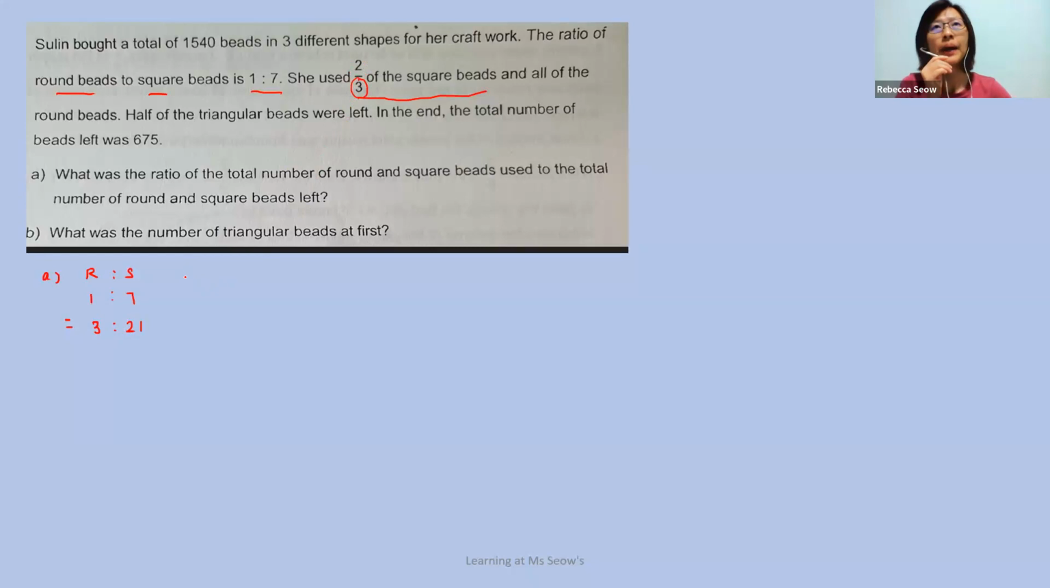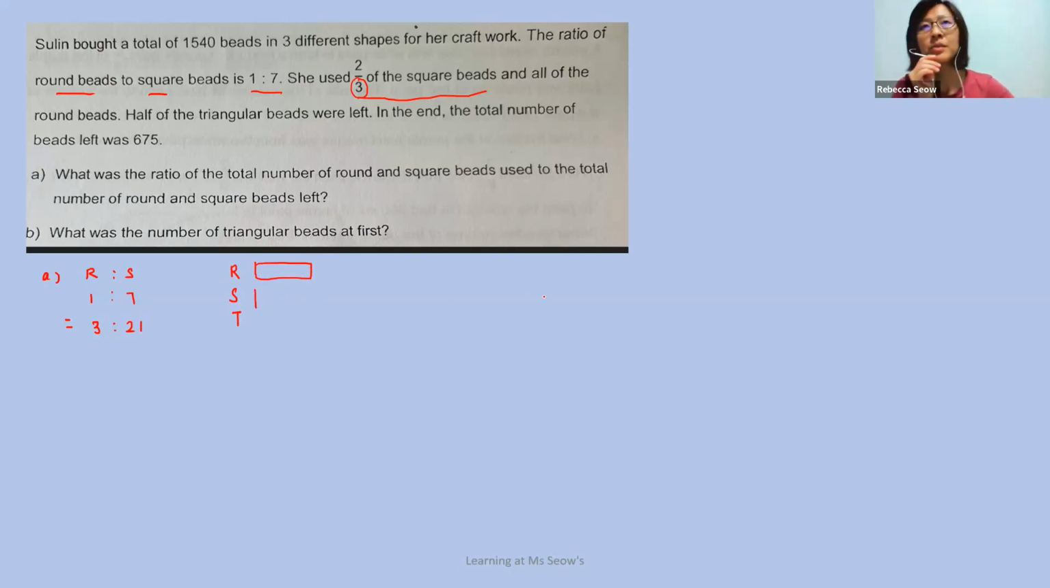Okay, now, apart from that, we also take note that out of the triangular beads, which we don't know the proportion, half of it was used, half of it was left. Oh, okay, looks like that's about the information that we have. And let's try to perhaps put it in a diagram form so that we can understand it better. Okay, so we have round beads, we have square beads, and we have triangular beads. Now, round beads and square beads, we know the proportion. So I'm going to put down round beads 3 units. Square beads would be 21 units.